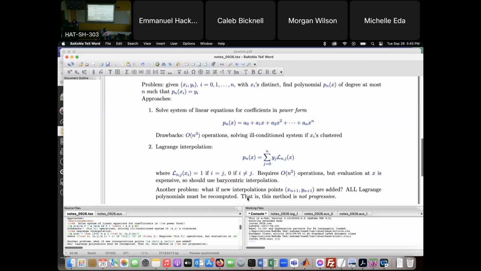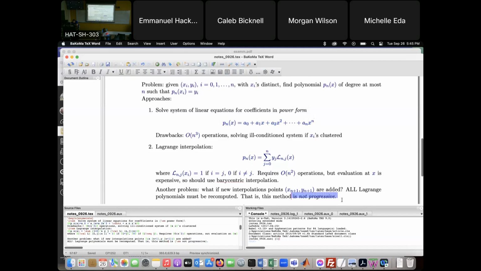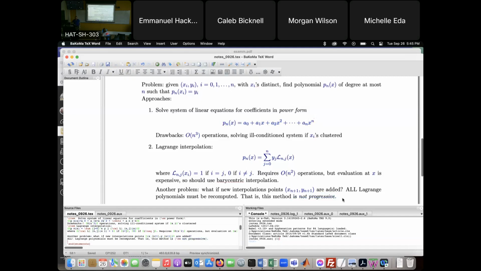Another way of phrasing it is that Lagrange interpolation is not progressive. Progressive in this case means that it's easy to extend your solution when you add more data. So it's not easy to do in this case. That's why we're still on this topic. That's why I'm showing you yet another polynomial interpolation method, Newton interpolation. It's one that can be updated to account for the new data.